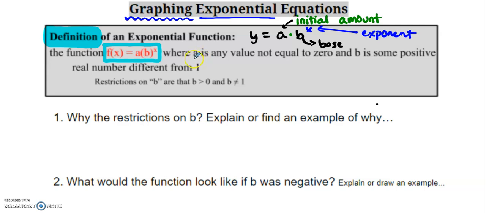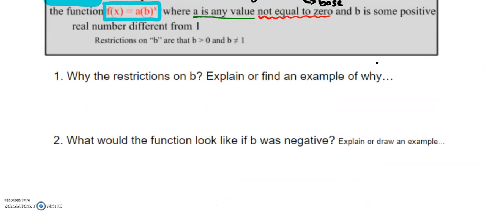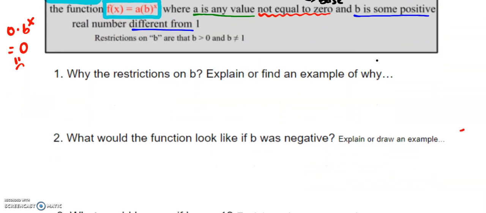The first rule is that a could be any value. It just can't be 0. Let's talk about that for a second. Why can't a be 0? That's not actually one of our questions down here, but let's just think about this. What is 0 times b to the x? Well, that would be just 0, and that's boring, and we don't want to look at that because that's not interesting. And then the other thing that has to be true is that b is some positive number, different from 1.